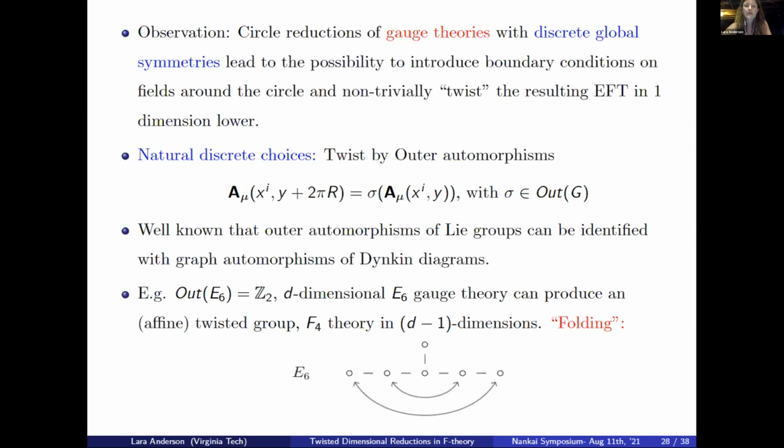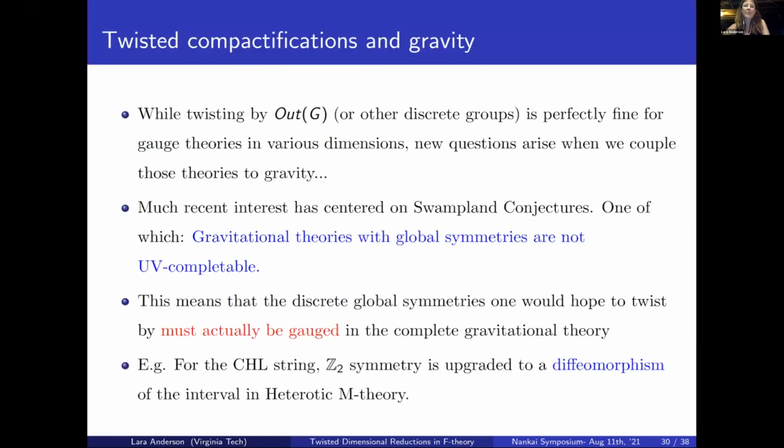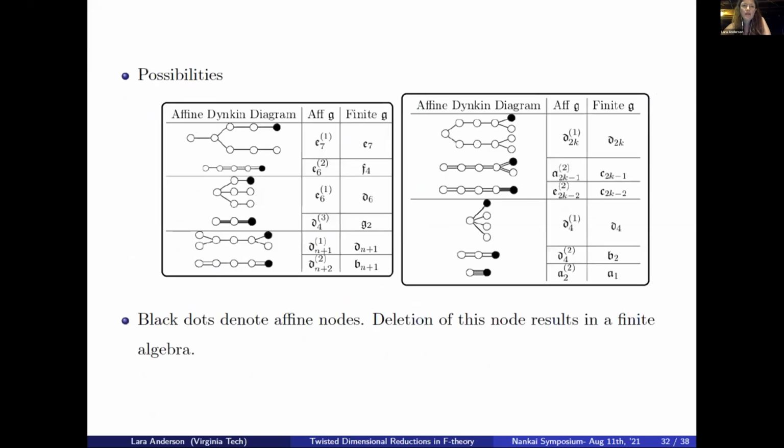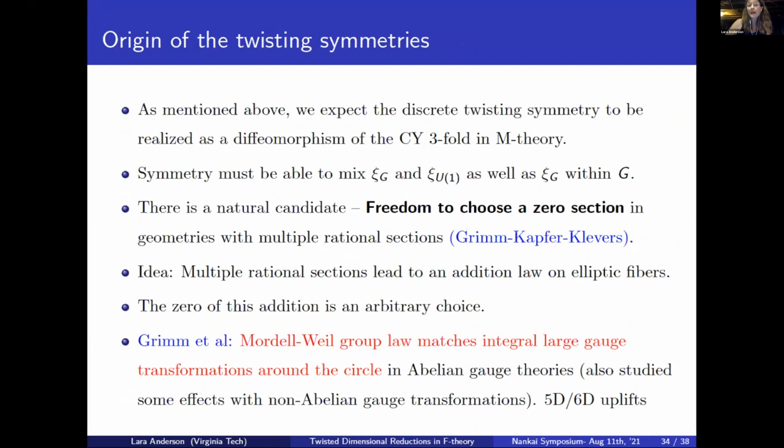And how do you see that from an F theory point of view? I'm out of time, so let me skip part of this and just say, here's the punchline. In general, in F theory, you have to be careful about introducing discrete symmetries because from the point of view of swampland conjectures, you believe that all of these symmetries should be gauged. So you are naturally looking for diffeomorphisms of the geometry. How should these be realized?